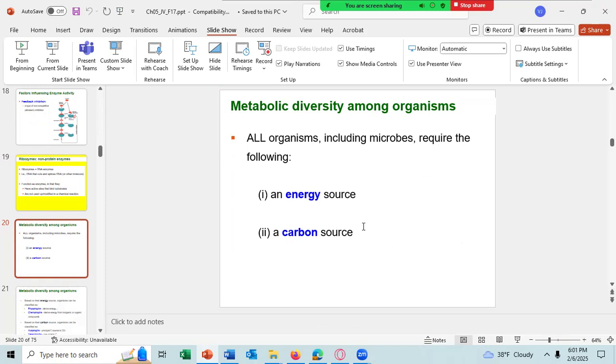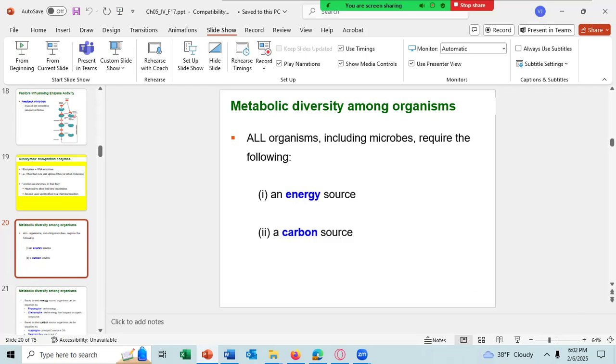All right, let's move on to metabolic diversity. There's metabolic diversity among all organisms, including microbes. All organisms, including microbes, require an energy source and a carbon source. So all microbes, as well as a cell, require an energy source where they obtain their energy, and then all cells require a carbon source where they obtain their carbon.